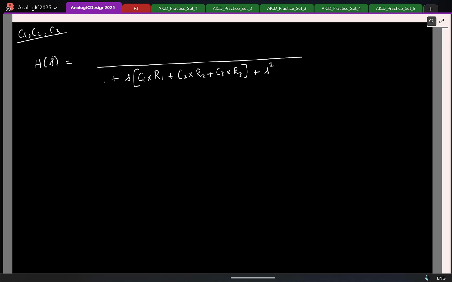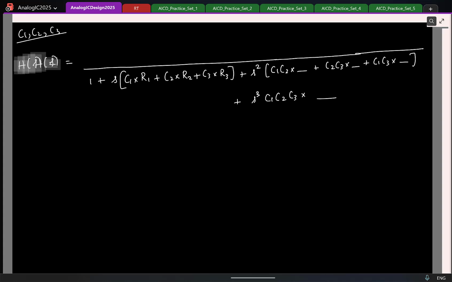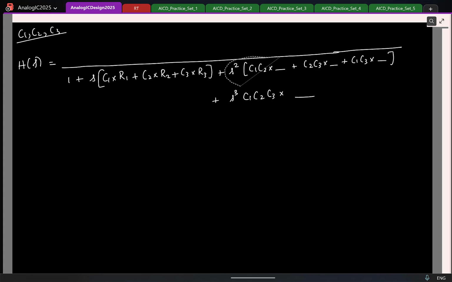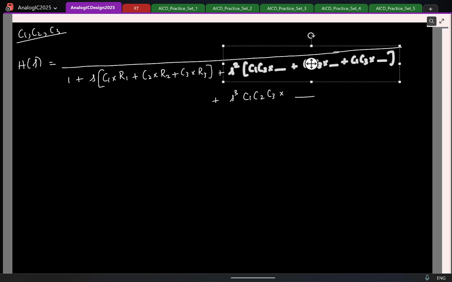Similarly, S square term will come from which? Yeah, it will be due to product of two capacitors. So let us say C1, C2 times something, C2, C3 times something, plus C1, C3 times something. Similarly, S cube term will be due to C1, C2, C3. So now this is the denominator.